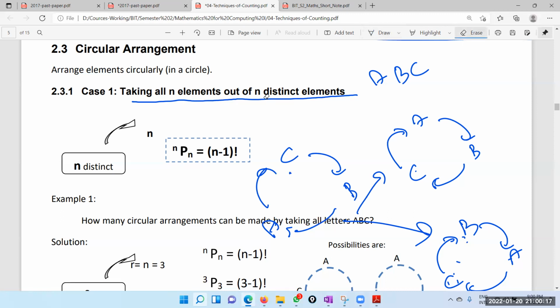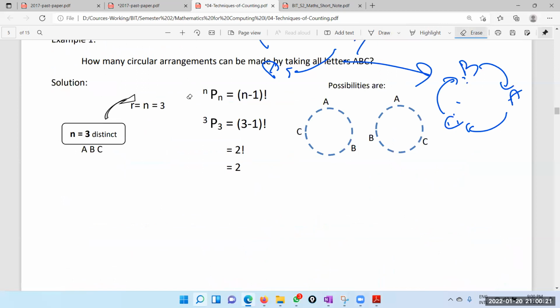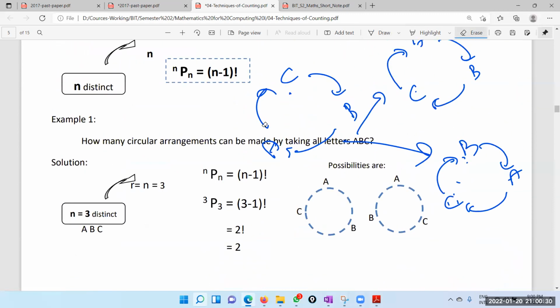Right. If there are 3 elements, sorry, not three, if there are four elements, how many ways? That is 4P4 but circular. 4P4 circular, that is factorial n minus 1, factorial 3.